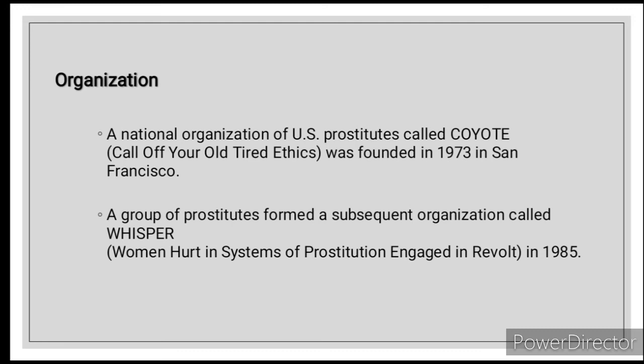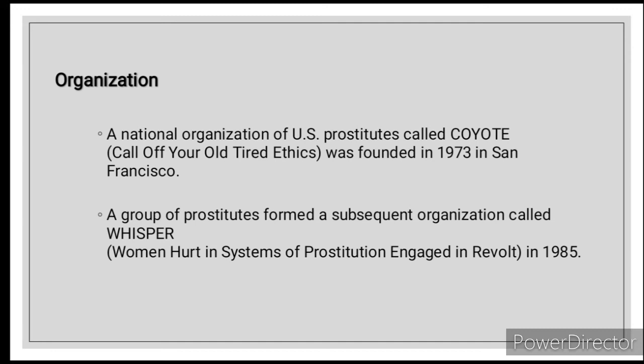Organizations. There are a number of international organizations for sex workers. Most of the groups are concerned with the working conditions and human rights of sex workers. First, COYOTE, or Call Off Your Old Tired Ethics. This organization attempted to change public attitudes toward prostitution by calling for disassociating prostitution from its historical link with sin and crime, and for decriminalization of the practice.